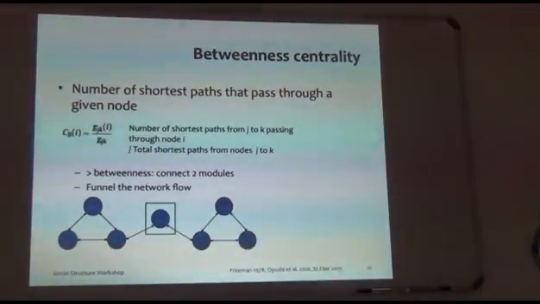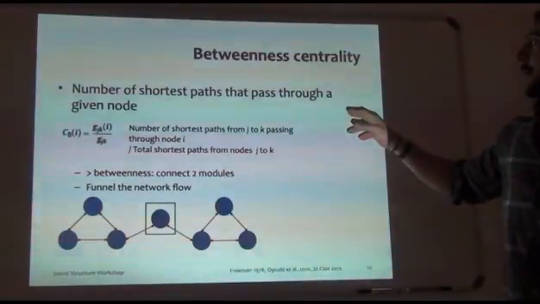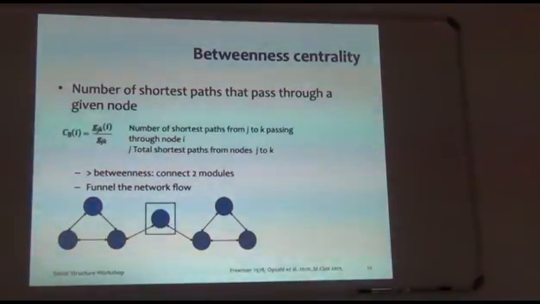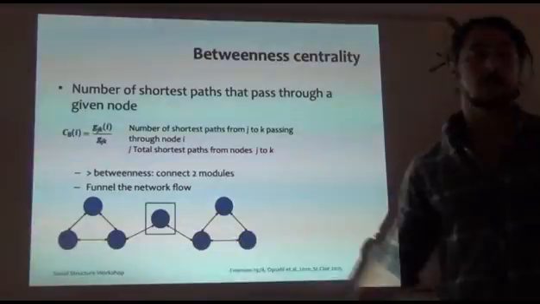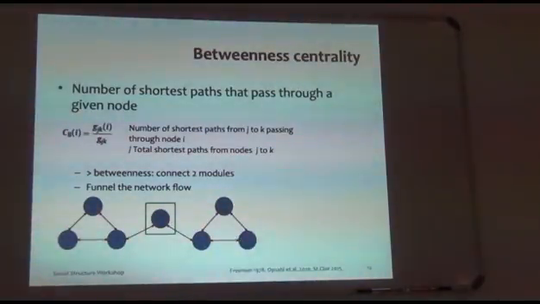Good? Any questions? So we've seen three types of centrality metric. They're all related to the individual now. So degree and strength, closeness, and betweenness.